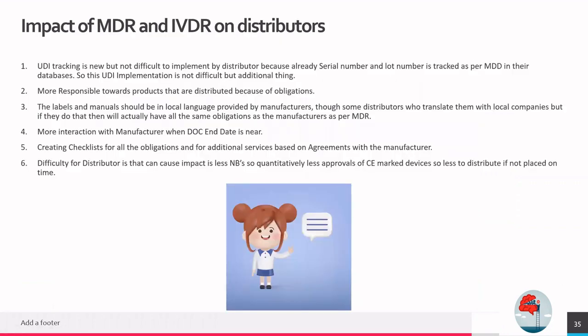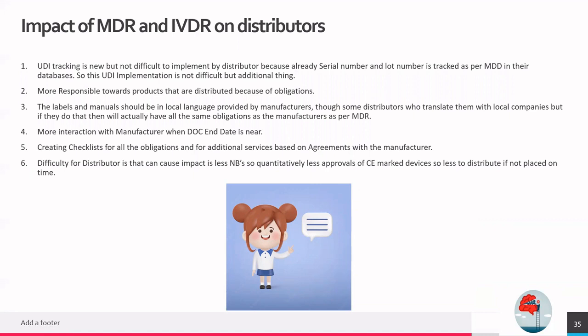One last slide talks about the impact of MDR/IVDR on the distributors. UDI tracking is new, but it is not a difficult task for the distributor, because in the MDD regime they used to maintain a tracker with columns for the serial number and lot number of the device for tracking purposes. Now they have to add an additional tracker for UDI. So it's not a big thing.